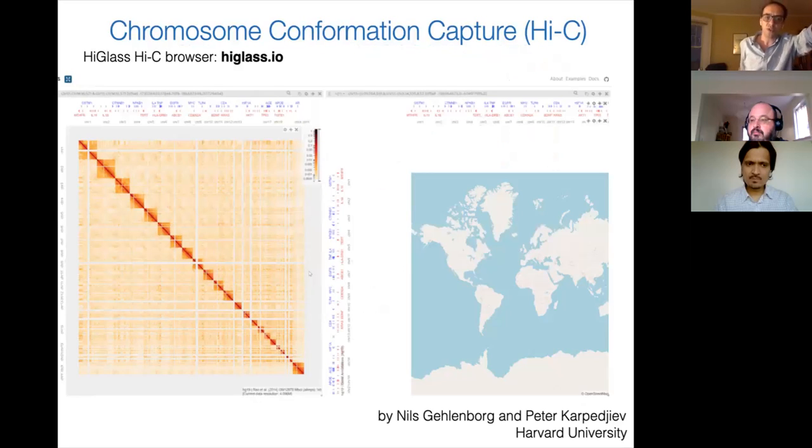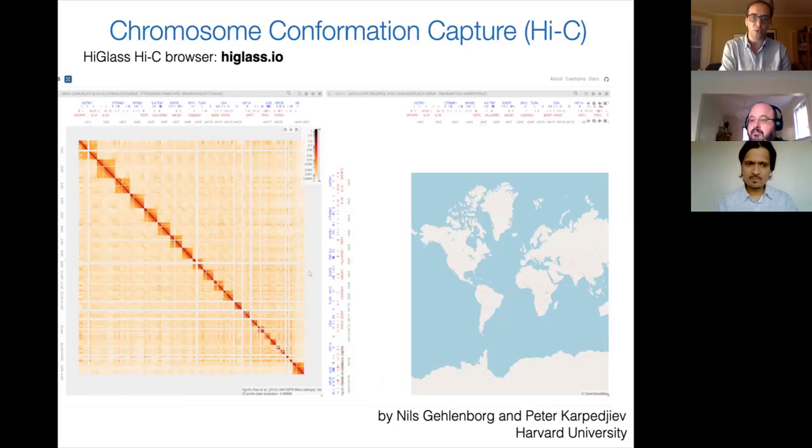So what I'm showing you now are two maps. That's a special browser for this kind of data. On the left, you see the Hi-C map of the human genome. You see these darker squares on the left. They correspond to chromosomes. And the fact that it's darker means that every chromosome tends to interact a little bit more with itself than with other chromosomes.